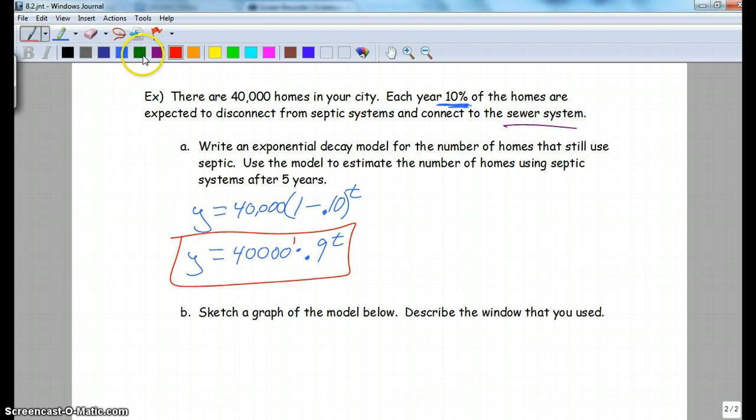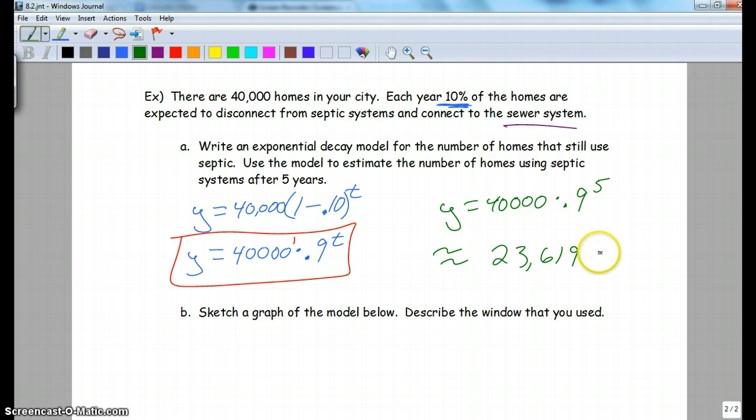And then they want us after 5 years. Again, I'm going to use my offline calculator to figure out that y equals 40,000 times 0.9 to the 5th power. There's going to be approximately 23,619 homes still on septic.